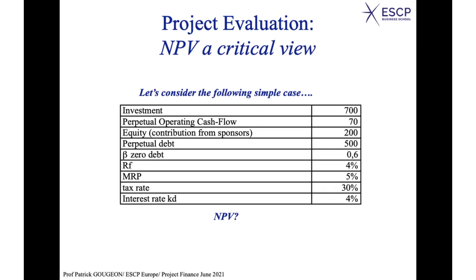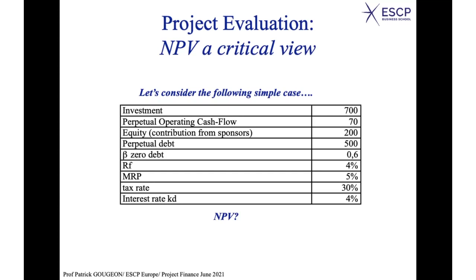Assume that we have to invest 700, it might be 700 million if you like. And this investment, which you do once, would generate a perpetual operating cash flow, that is forever. You would earn 70 year after year, after you have invested 700. What is the equity contribution of sponsors?